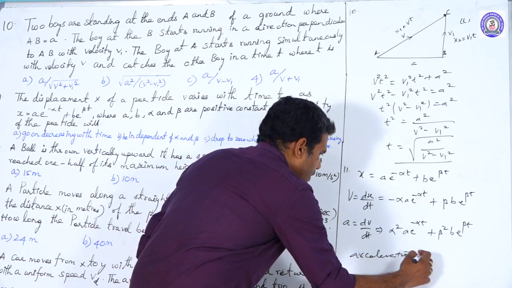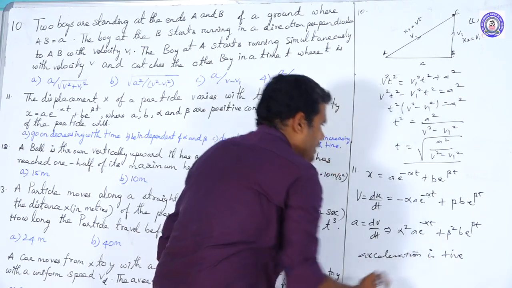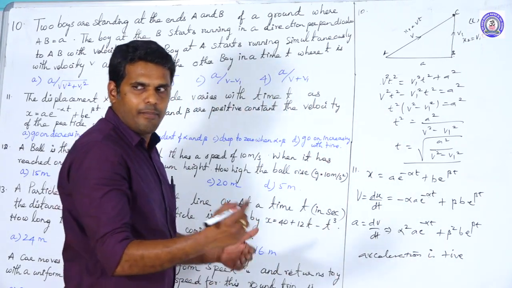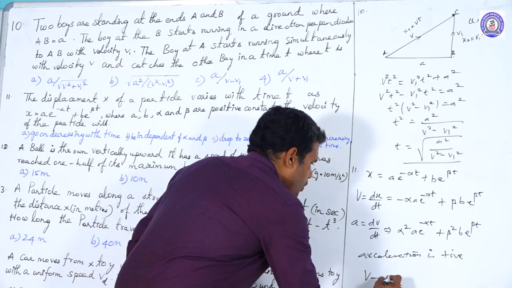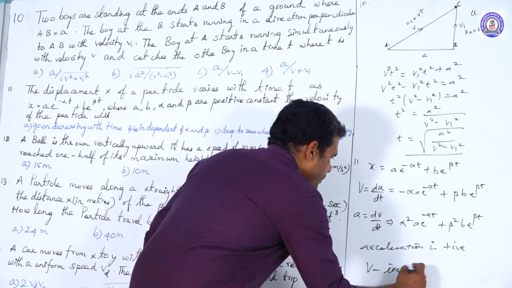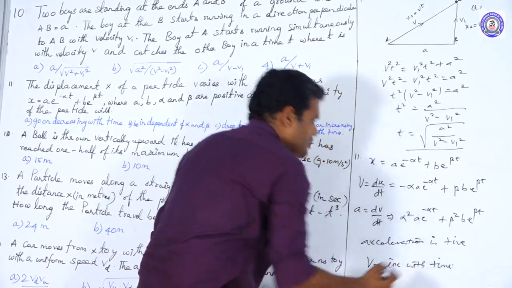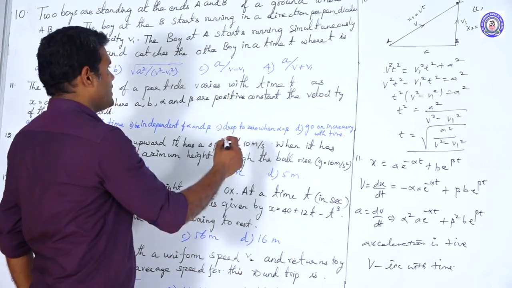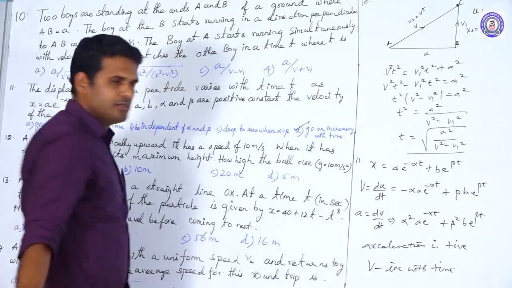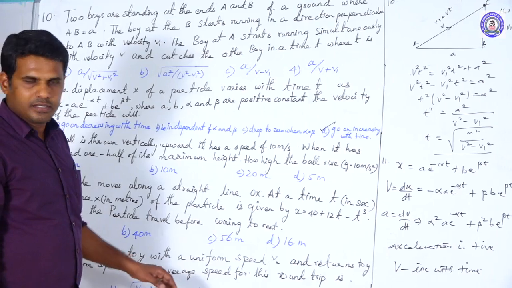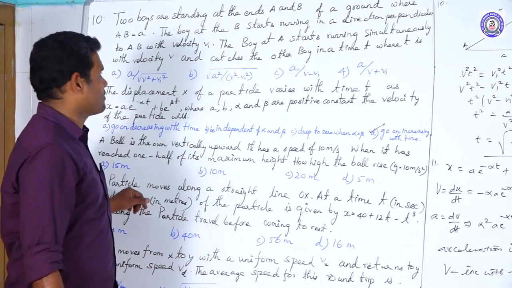Acceleration is positive. If acceleration is positive, what will happen to velocity? Velocity will increase with time. So this is the option. It goes on increasing with respect to time. You understand this? Then, next question.